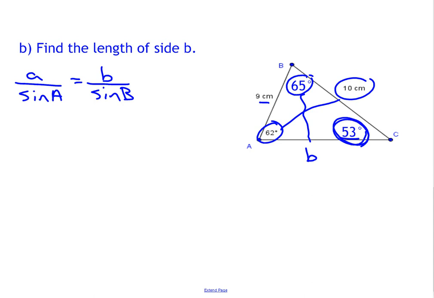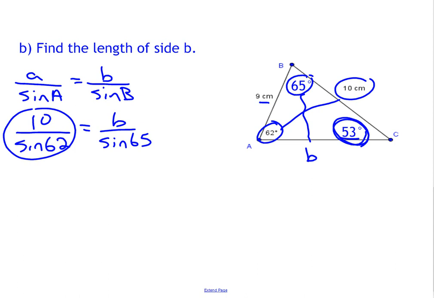Again, plug in all of the information that we have. We know that side length A is 10. This angle A is 62 degrees. We don't know side length B, but we know that angle B is 65 degrees, which we just calculated. Again, we have an equation here, one unknown value. Let's do 10 divided by sine 62. Let's figure this part out. 10 divided by sine 62 works out to 11.33.